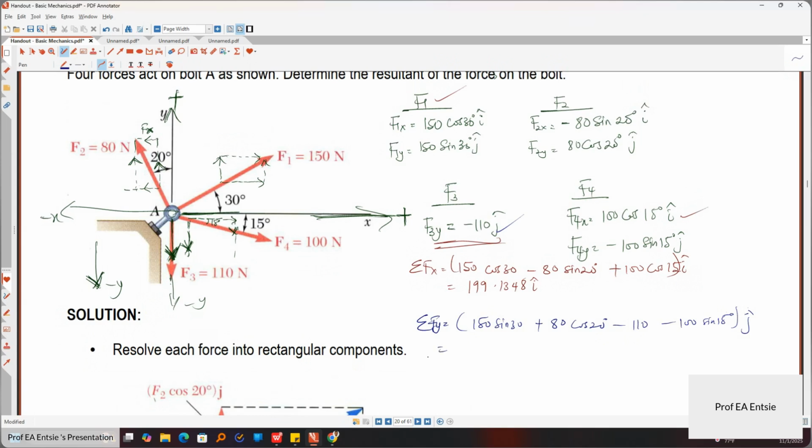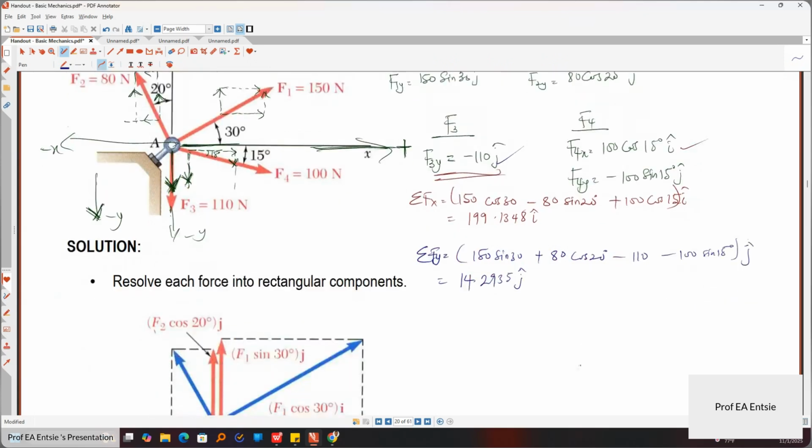So what do we get? It's 150 sine 30 plus 80 cos 20 minus 110 minus 100 sine 15. Then that will give us 14.2935 j.